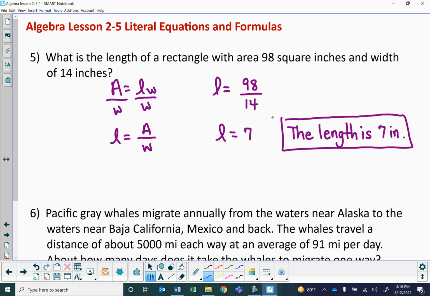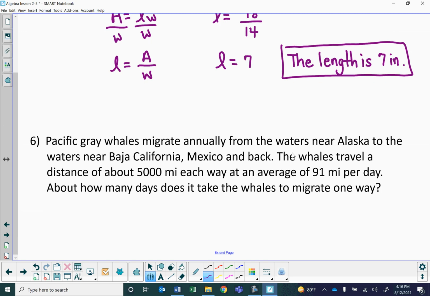All right, number 6 here. Pacific gray whales migrate annually from the waters near Alaska to the waters near Baja California, Mexico, and back. The whales travel a distance of about 5,000 miles each way at an average of 91 miles per day. That's a lot of swimming. About how many days does it take the whales to migrate one way?